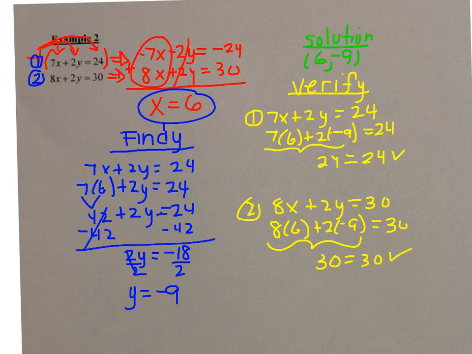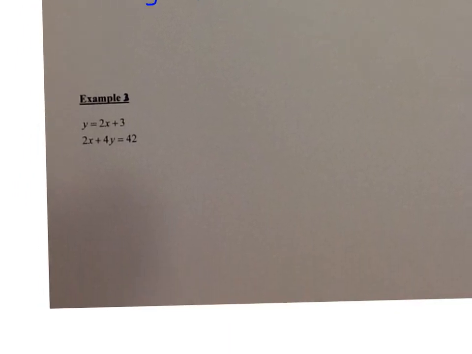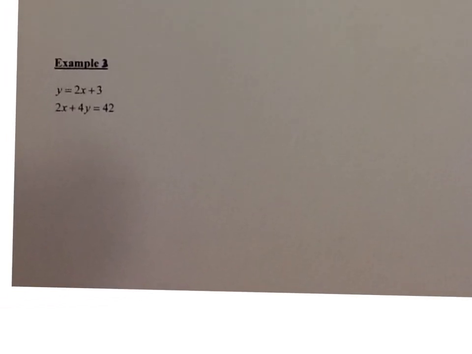Okay, so I want to go over one more with you. So let's take a look at number 3. Okay, so I noticed right away with number 3, this first equation, y equals 2x plus 3, is not in the right form like the one below it, where the x's and the y's are on the same side, like 2x plus 4y equals 42.